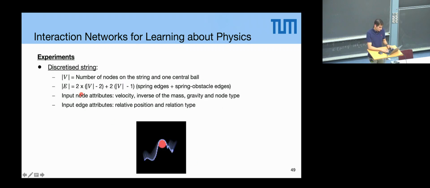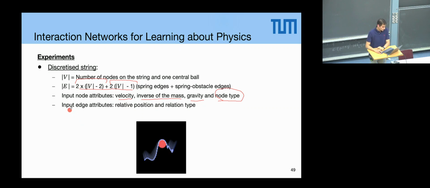So in summary, the number of edges that we have is this. The first term here corresponds to edges between nodes in the spring, and here we have edges between the nodes in the spring and the central node. And the inputs are similar as before. We have the velocity, the inverse of the mass, but now we also have the gravity, and well, the node type is the same as before. We can have 1 for the nodes located in the spring, and a 0 for the nodes located on the wall.